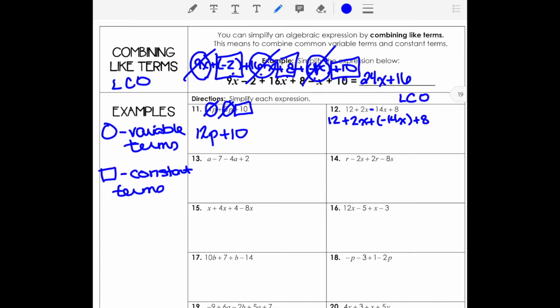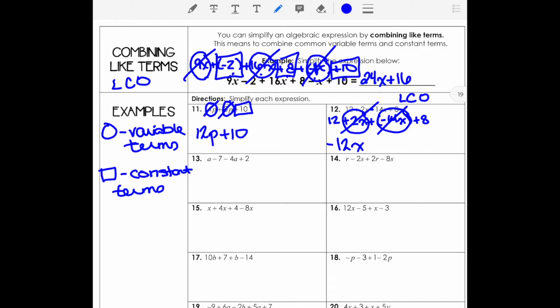So now that I've LCO'd, I'm going to circle my variable terms. So I'm going to circle positive 2 times x and negative 14 times x. When I put that in the calculator, 2 plus negative 14, I get negative 12 times x. I cross those out because I'm done with my x variables.